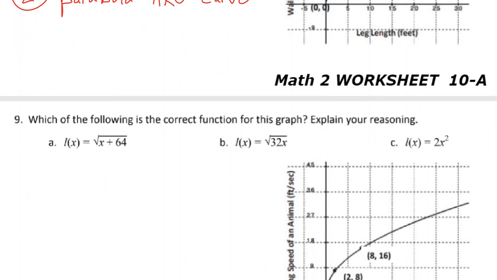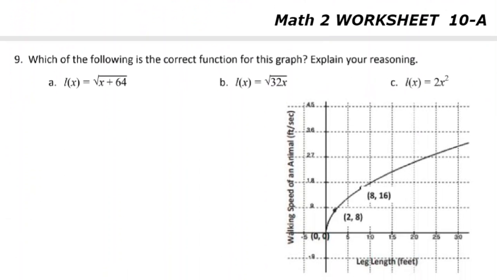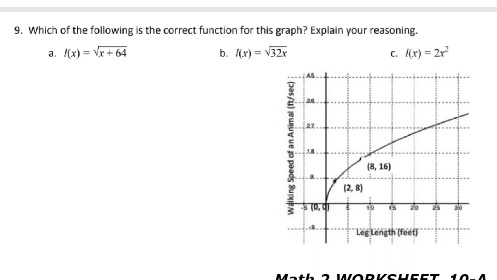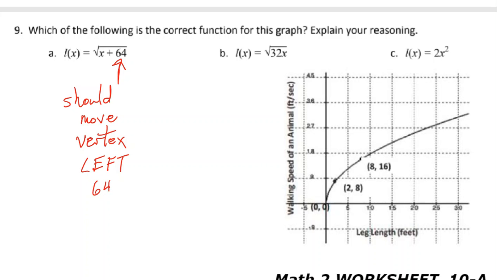All right, so which one is the correct function for this graph? Now, we can look at these and we can tell that there are certain things wrong with some of these. For instance, this guy should move the vertex left by 64 units, which obviously it's not. In the graph, the vertex is at 0, 0. So it's not him. And when I look at this guy, 2x squared, that graph should be looking like that, not sideways. So the only one that really makes sense here is going to be this guy.